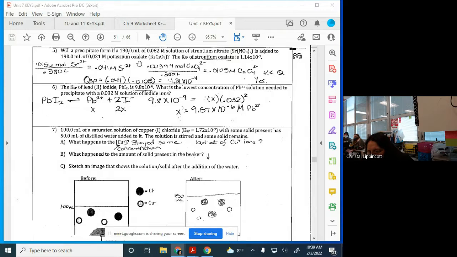Your K they gave you, where did we get K at? Oh, they gave you K right here. That's K. We calculated Q. K is less than Q, so it's going to form a precipitate. Yep.